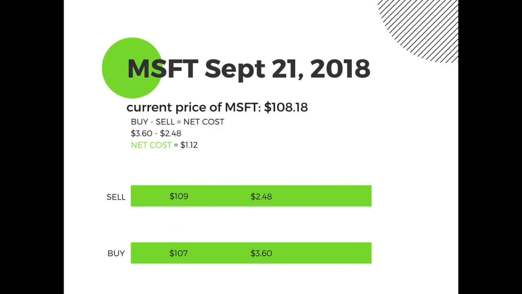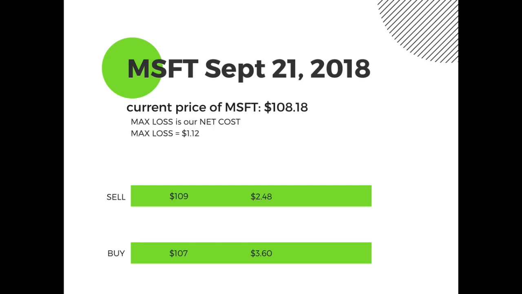Now remember, in order to find our net cost for this trade, we need to subtract the sell of $2.48 from the buy of $3.60. In this case, our net cost is $1.12 per contract, or $112. Now to determine our max profit, we're going to take our sell strike price of $109 and subtract the buy price of $107 along with our net cost of $1.12. In this example, our max profit is 88 cents per contract, or $88.